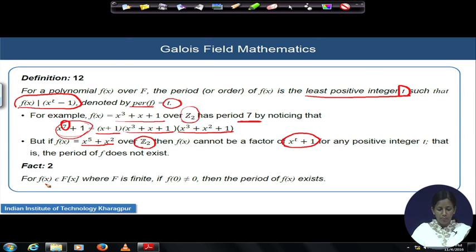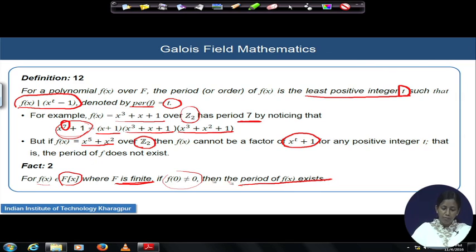For any polynomial f(x) that belongs to the field F, where F is a finite field, if f(0) is not equal to 0, then definitely there will be a period of f(x). So, immediately checking whether f(0) equals 0 or not will give you the answer whether the period exists or not. And then the second task is to find a typical integer value t for that polynomial, so that you can find out the period of it.